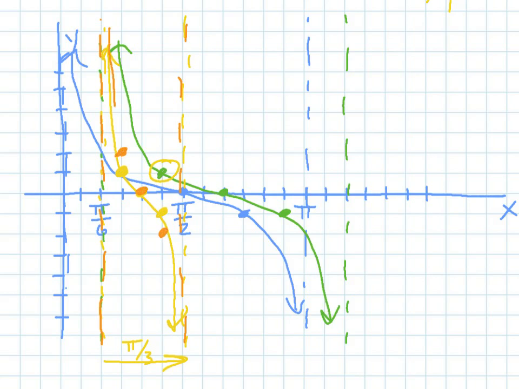So then the orange should be our final graph. Okay, and that would be my graph for the function y equals 2 cotangent of 3x minus pi over 2 that we started originally with. Okay?